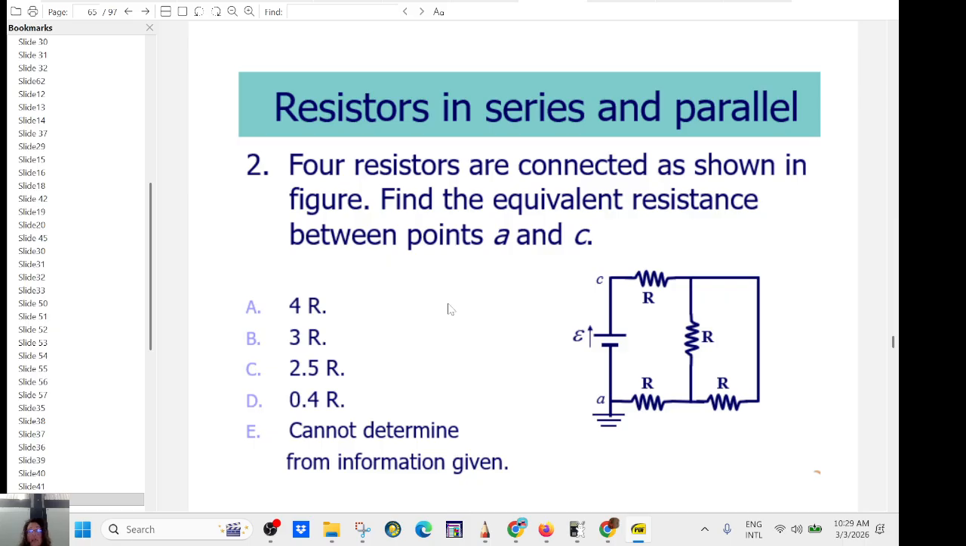Find the equivalent resistance between A and C.